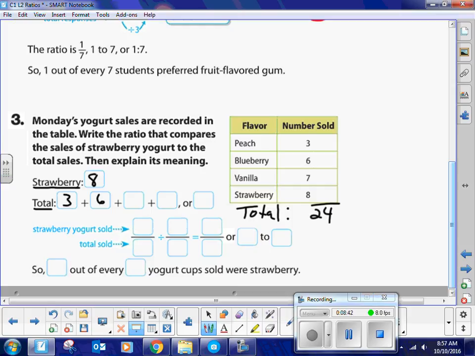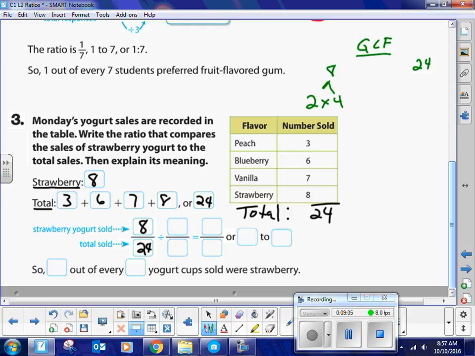Okay, how many cats do we got? We got 8 cats. Now we need a total. 10 plus 14 equals 24. 24 plus 8 equals 32. So we have a total of 32. So we put the 32 right here.